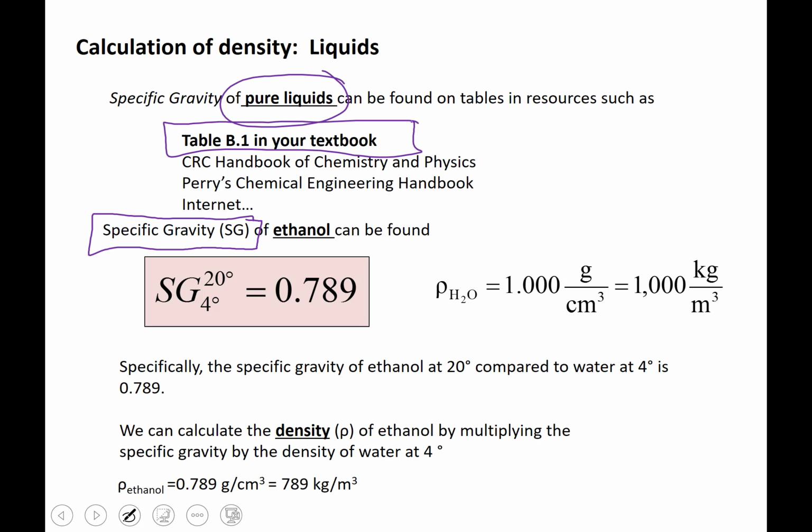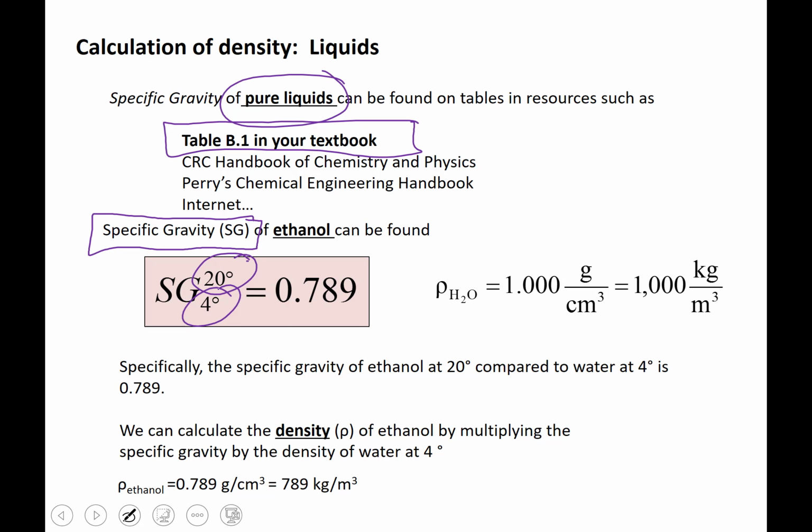The specific gravity of ethanol can be found in the back of the book as 0.789. And what are these 20 degrees and 4 degrees? The 20 degrees is the temperature of ethanol that it was measured at, and 4 degrees is the reference state, which is water, at 4 degrees.